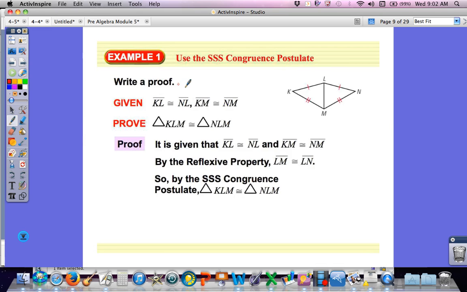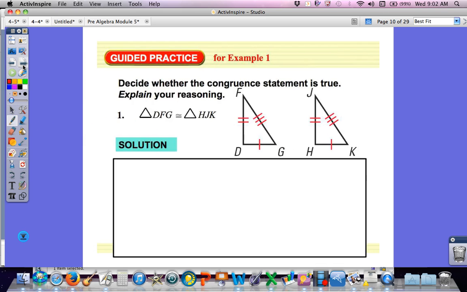So on this one, they marked up that these 2 sides are congruent. Obviously, LM is congruent to LM by the reflexive property. So we have all 3 sets of corresponding sides congruent. The triangles are congruent. So guided practice number 1, you should be able to do this. This should not even be a discussion.